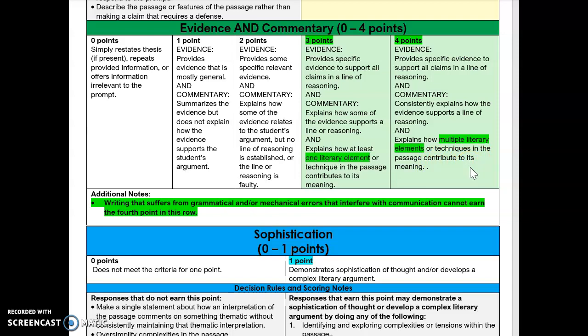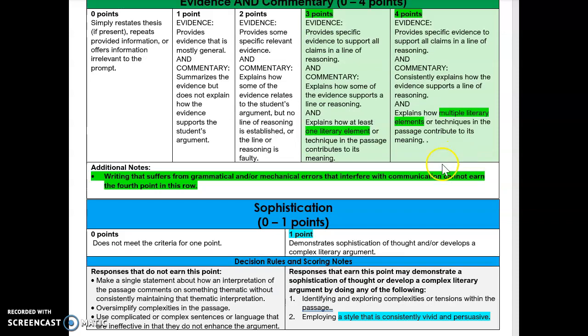So you all were having theses and you were having evidence, but you didn't explain multiple literary elements, meaning you didn't talk about dialogue, you didn't talk about plot, you didn't talk about imagery, you didn't talk about the different literary elements that you found in the passage. In order to get this number 4, you have to have stellar writing. You cannot have a number 4 in this section if you have a lot of grammatical or mechanical errors. So you need to make sure that you are proofreading your essay before you turn it in so that you can get those 4 points.